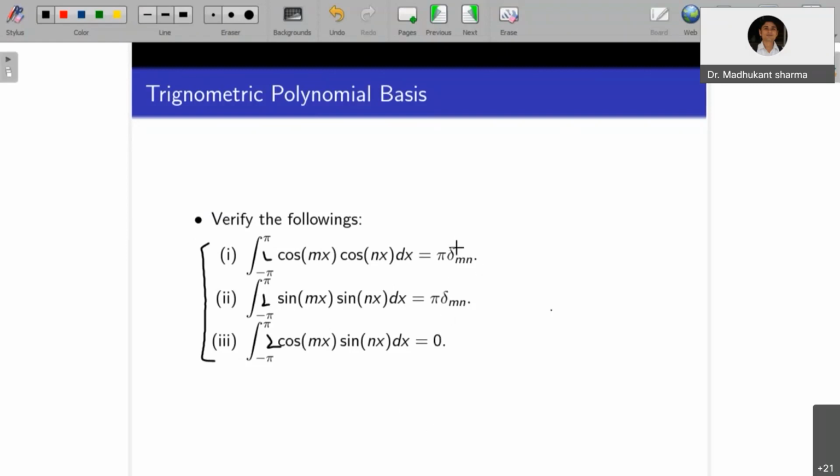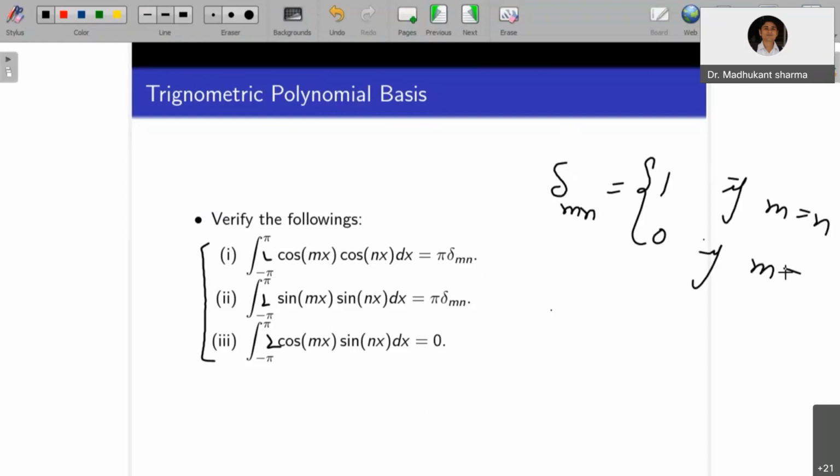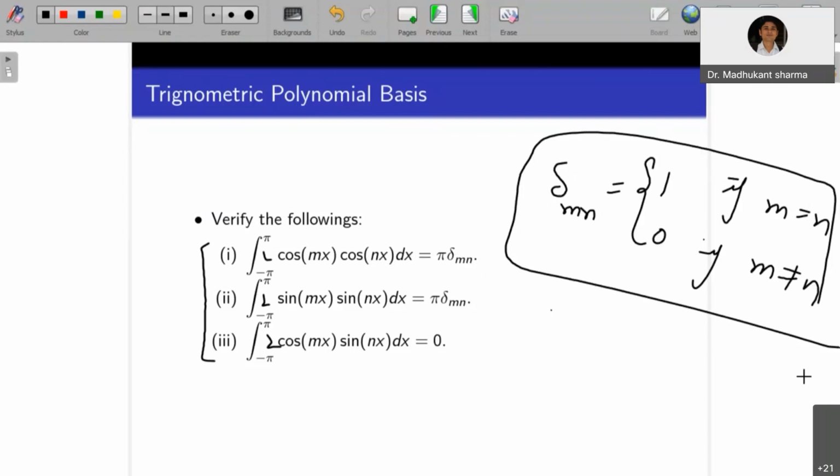And this is a direct delta function. Delta mn is equal to 1 if m is equal to n, and is 0 if m is not equal to n. So this is how it is defined. Okay, so that you can verify. Multiply and divide by 2. Use that formula.